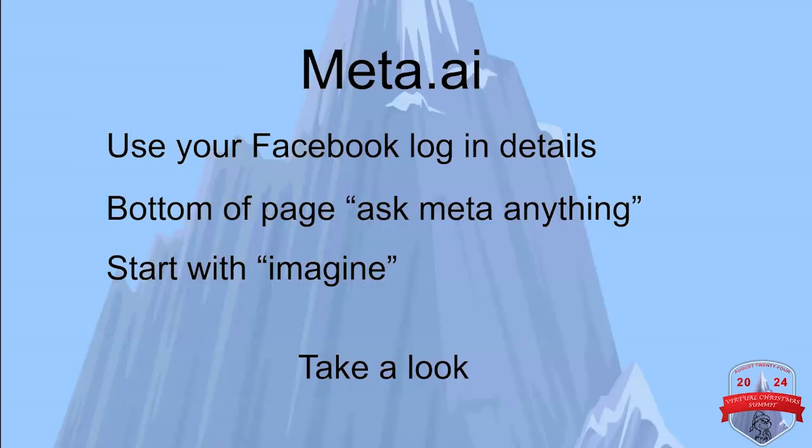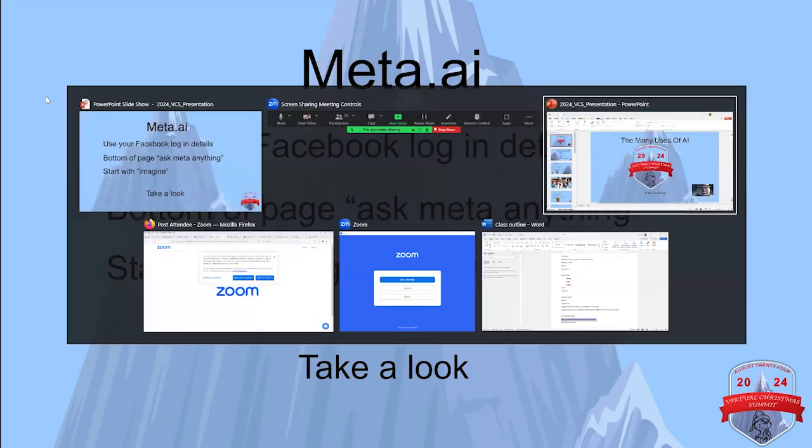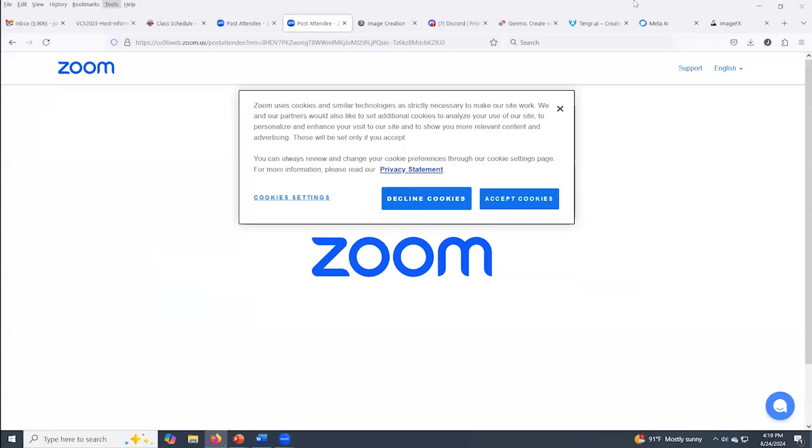Meta AI. Use your Facebook for login details. At the bottom of the page, it's going to say, ask Meta anything. And then you're going to start with the word imagine. Let's see what I can do here.